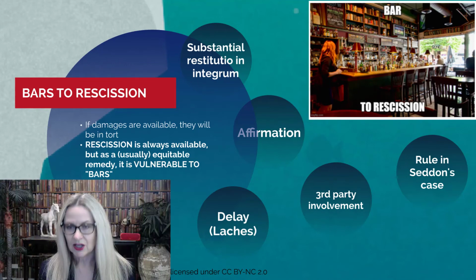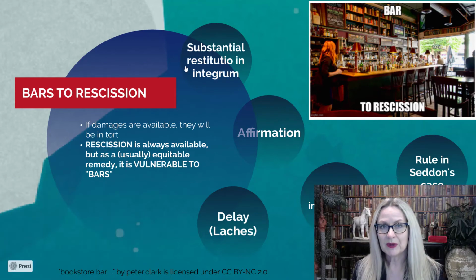equity. But there are a number of bars, and the big bars to rescission are the ones that I've listed here. The first one is affirmation, and this is where the party that's trying to rescind says or does something that indicates to the other party that, instead of trying to rescind the contract, they will go ahead and keep going with the contract. If that's what they've said or done, it may well be that the court holds that they have elected to affirm the contract and they will therefore lose their right to rescind.